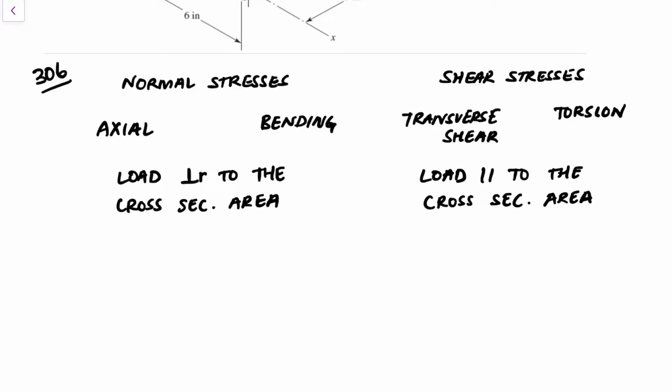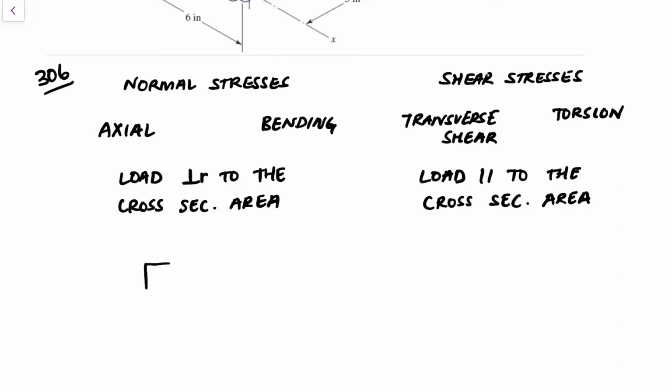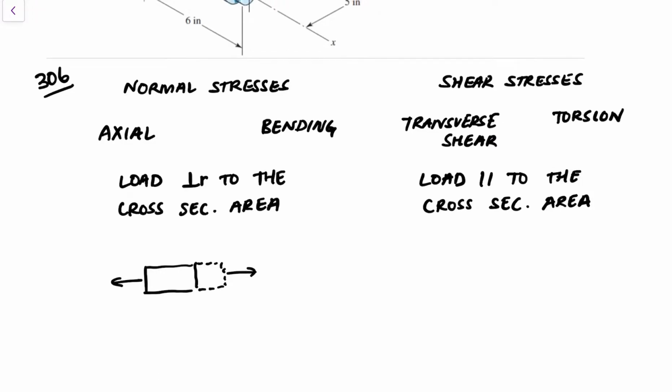So if I were to make a rough schematic, I would have probably something that looks like this. And when I apply a load, it elongates. And here the area of the beam goes into the page. Similarly, in shear stresses, the load is applied.